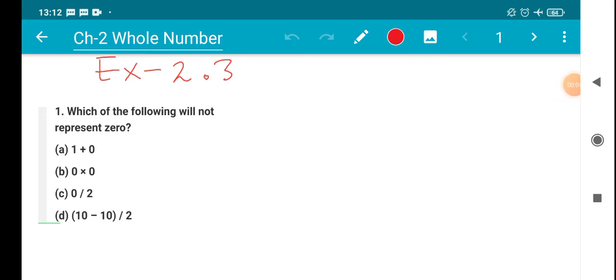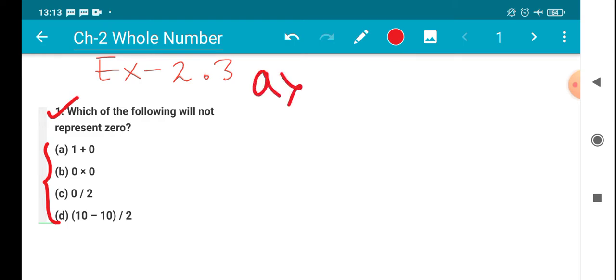So in today's class we will be doing question number 1 from exercise 2.3. In our last class we completed exercise 2.2. So let's start question number 1. Which of the following will not represent 0? Among these, we have to write which one will not represent 0.